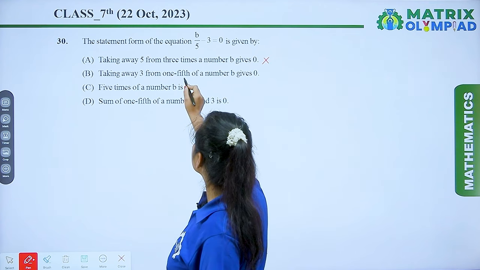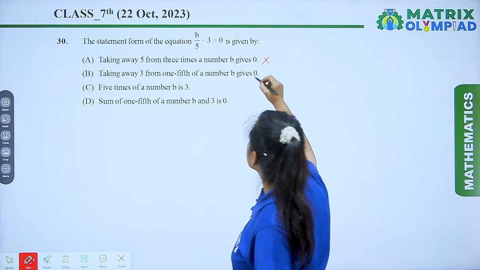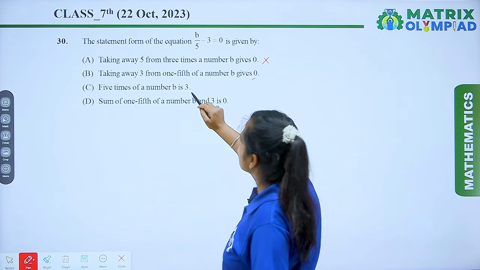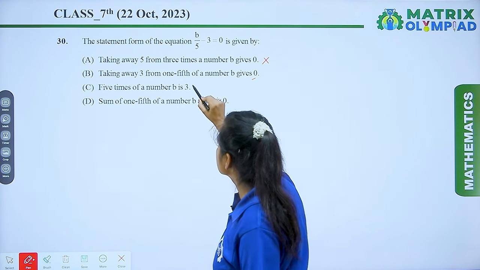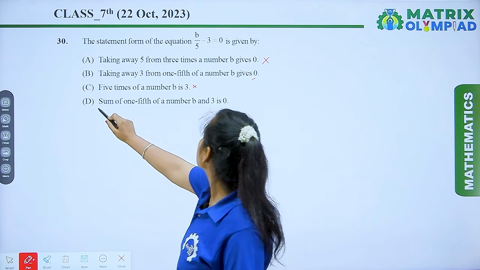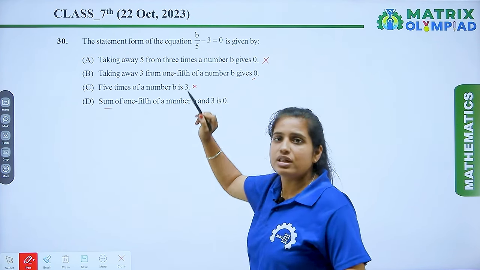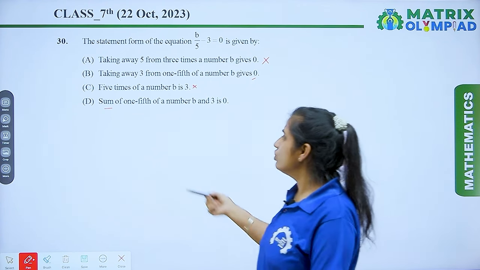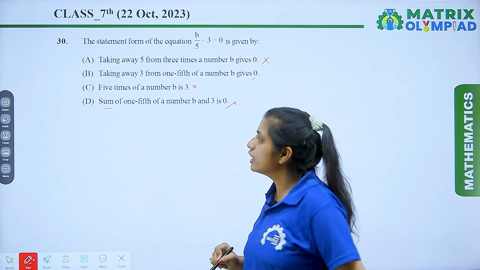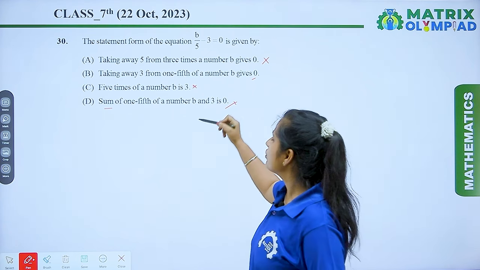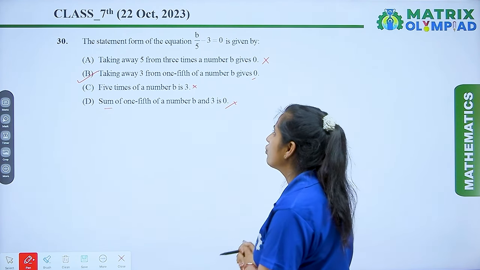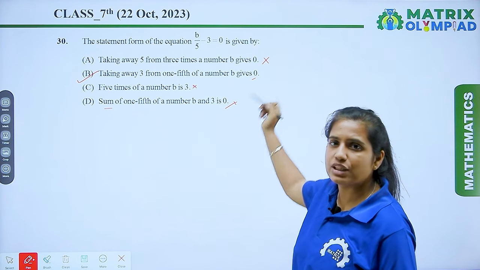Second, taking away 3 from 1/5 of a number gives 0. Yes, statement 2 is correct. Third is 5 times a number B is 3. So here it is not 5 times. So this statement is also incorrect. And the last is sum of 1/5. It is not sum because we have the sign of subtraction here. So here we are not having any kind of addition. So option D is incorrect. So out of these four options, option B is the correct answer. Taking away 3 from 1/5 of number B gives 0.